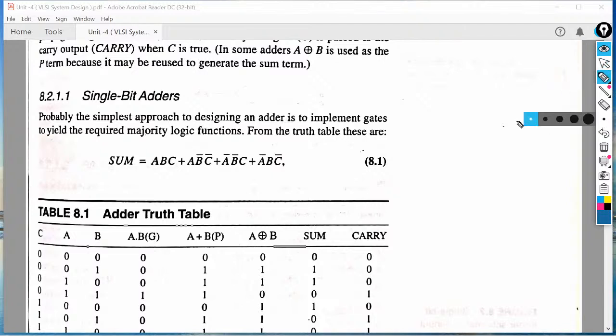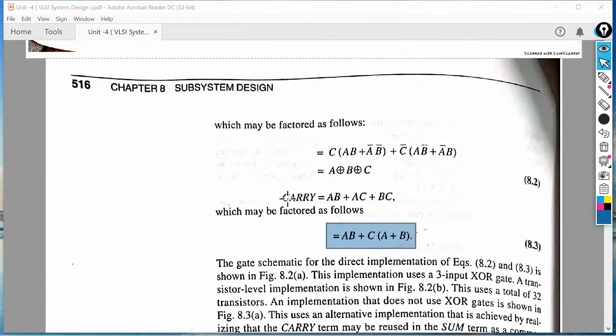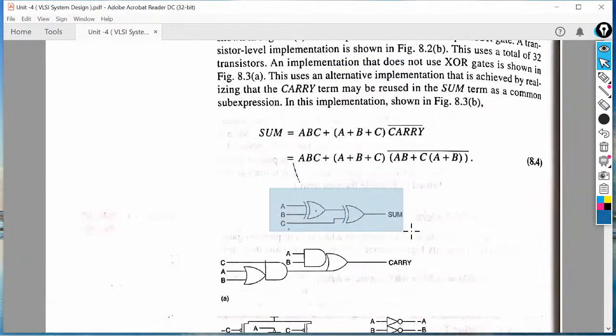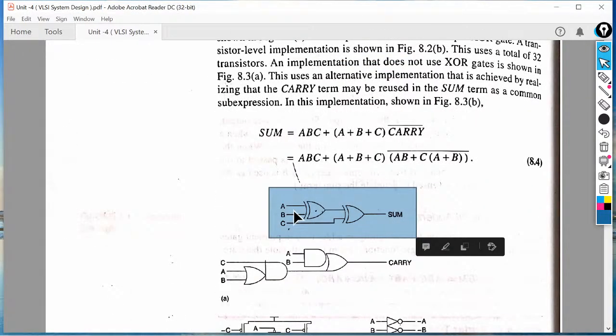If we solve this sum expression further, then we will get the expression for the sum as a XOR b XOR c. It means that if we use only two XOR operators, we can easily design the sum function. Okay.